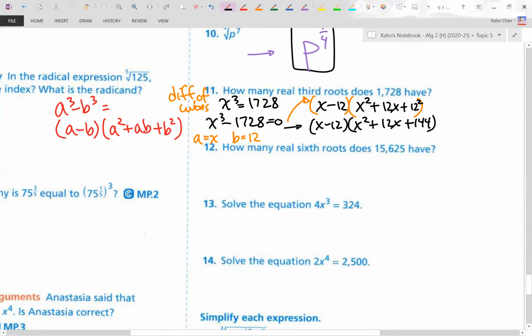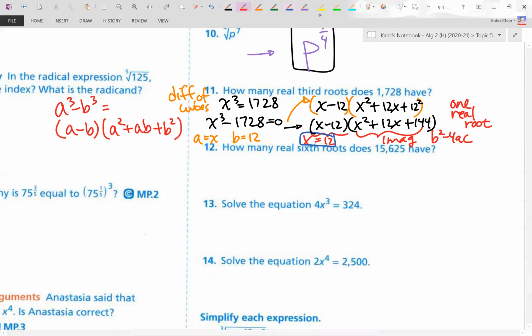Can you tell that my discriminant is definitely going to be imaginary? This is imaginary right here. Trust me, because of b squared minus 4ac. There's only one real root, which is right there. X equals 12. You have one real root. That real root is 12. I wish they gave us more room for this. Sorry. That's all they gave us. If you graph this equation in a graphing calculator, x cubed minus 1728, it will cross the x-axis at positive 12. Okay?